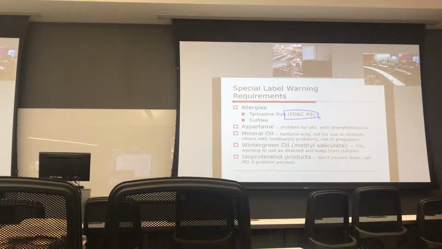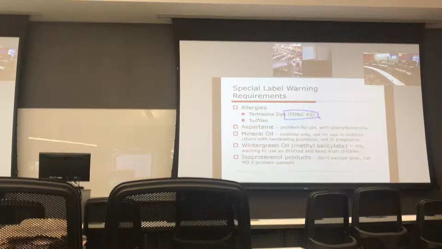Not a lot of people have allergies to tartrazine, but some of them have very severe allergies. So it is required that a special warning label be put on there to alert you as the pharmacist, but definitely to alert patients on OTC medications that might contain this.